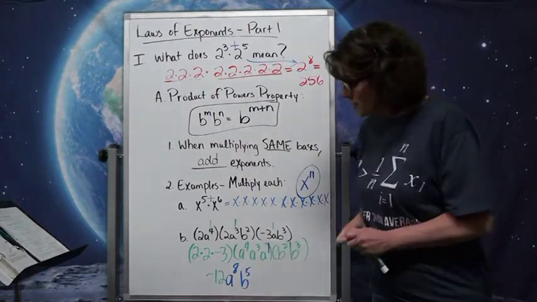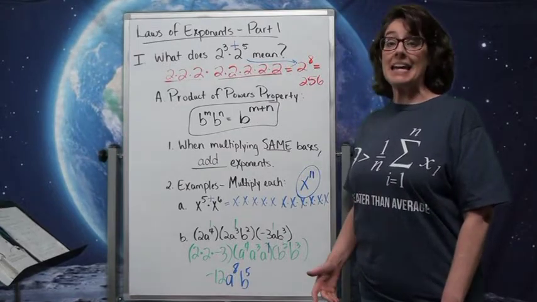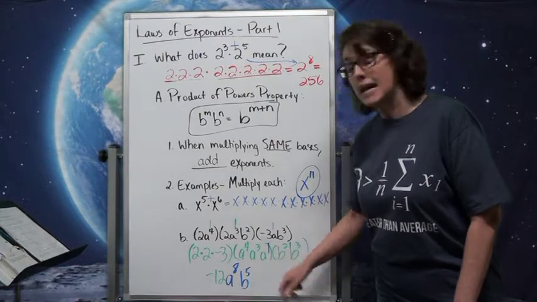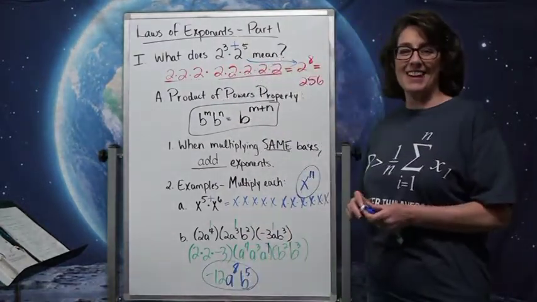Now, can I call this -12 ab to the 13th? I can't. Because remember, it's all about the base. These are not the same bases, so I cannot add those up. And so I am stuck, and that's as good as that one's going to get.